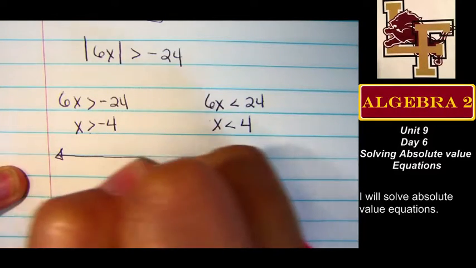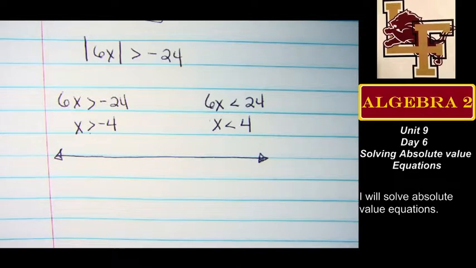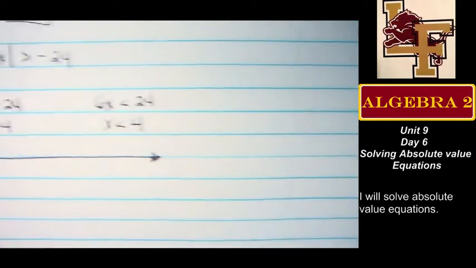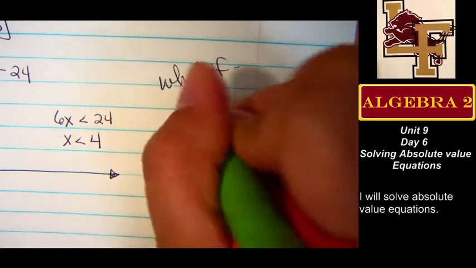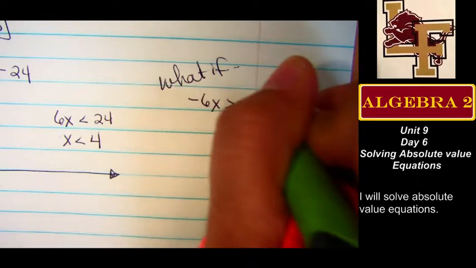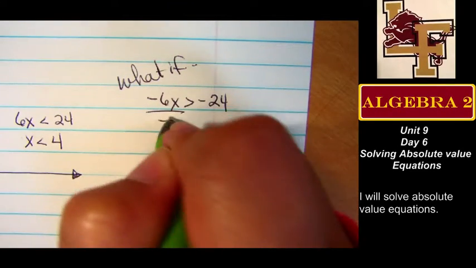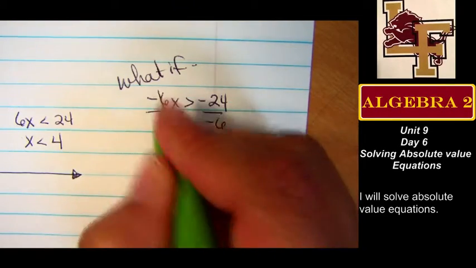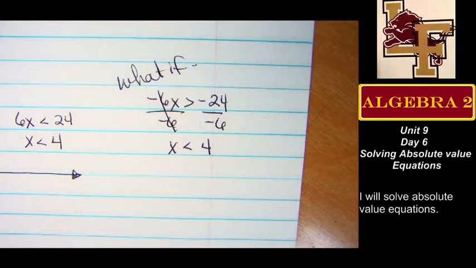Wait, so when you divide, like, if the 6 was a negative, you have to switch the sign? Yes, ma'am. What if we had this instead? We're dividing through by a negative, and so I'm going to flip the sign.